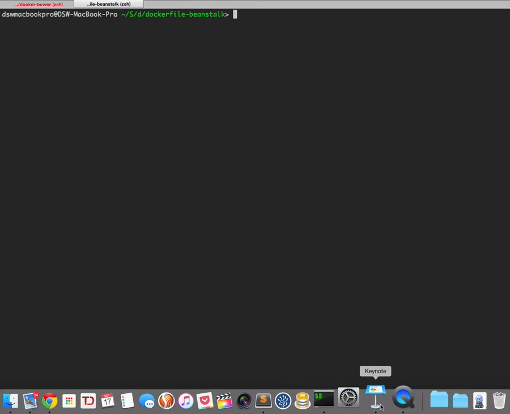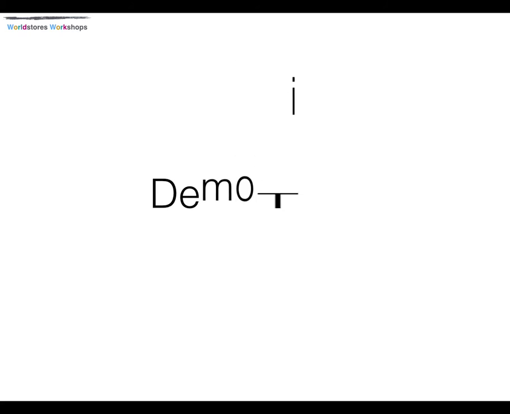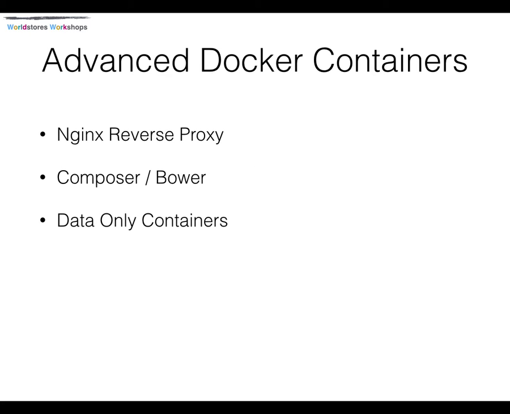Okay, back to Keynote. So, advanced Docker containers. We're going to really briefly cover the Nginx reverse proxy, the composer bower, and then we'll go into a bit more detail on data-only containers because I think they're really important and I've used them a lot.